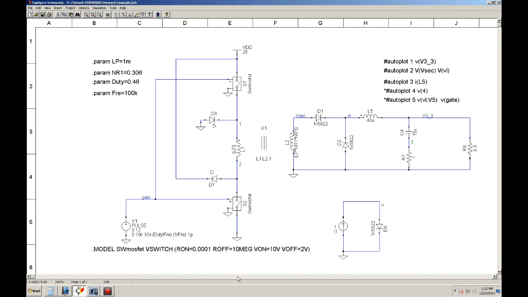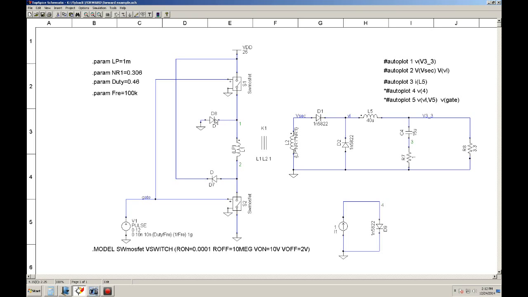And when you enable this line, it will turn on the switch, and it will have an R on of approximately 100 microohms. Okay, and when it turns off, it will have a resistance of 10 meg. Basically, it turns on when you have a voltage greater than 10 volts, and it will turn off when you have a voltage less than 2 volts. Okay, so you have this top switch, and then you have this bottom switch.